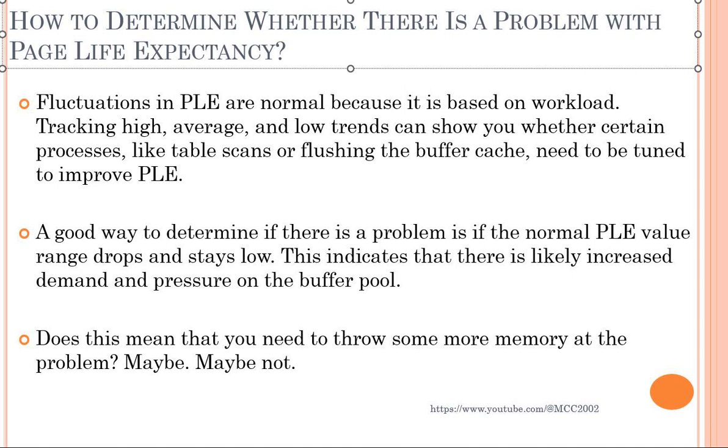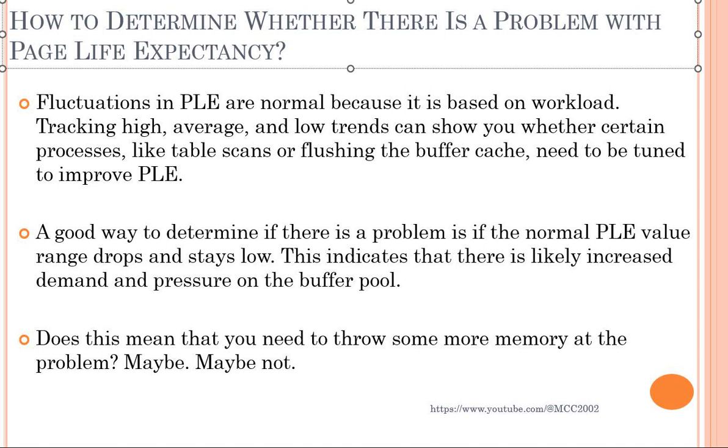Functionally, PLE is normal because it is based on the workload. Tracking a high average and a low trend can help to see whether certain processes, like table scanning or flushing the buffer cache, need to be tuned to improve PLE. A good way to determine if there is a problem is when the normal PLE value range drops and stays low. This indicates increasing demand and pressure on the buffer pool, meaning memory, below 300 and so on.